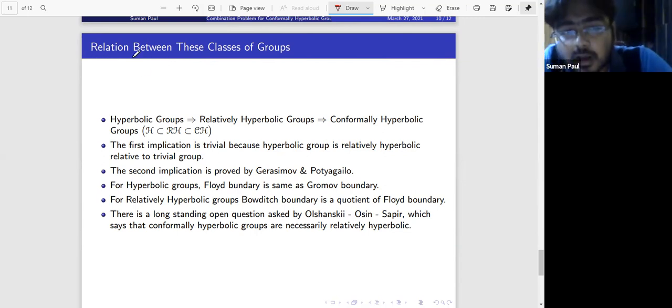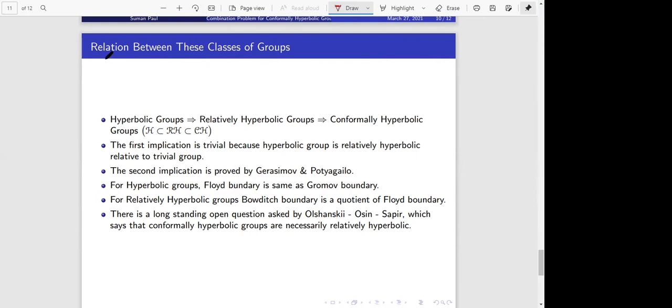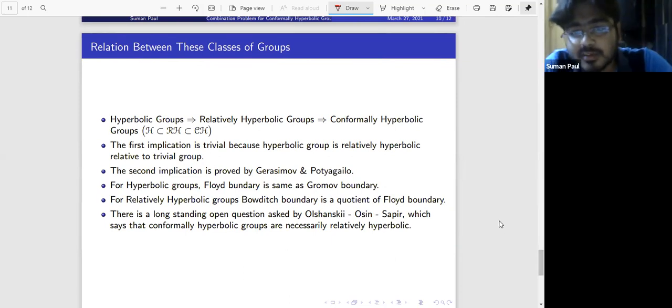Can you tell me what is the Floyd boundary for braid groups? Sorry? For braid groups, what is the Floyd boundary? Oh, that I don't know. I mean, there are few examples of conformally hyperbolic groups. Basically, I should mention this slide.